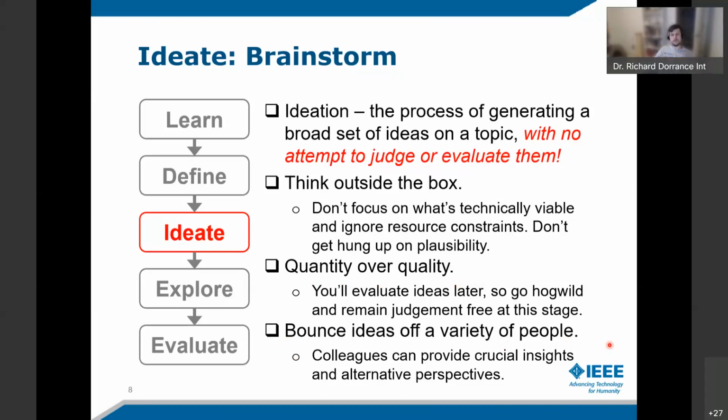And at least in this phase, it's a really good idea to just bounce ideas off a variety of people. If you've ever been a part of a good brainstorming session in any kind of environment, there's usually multiple individuals there, and you can just sort of start bouncing ideas off of each other or talking about something, and that might shake something loose in somebody's thinking, and will generate more ideas, because being able to use other people as kind of a sounding board can really provide some crucial insights in alternative perspectives in that phase there.